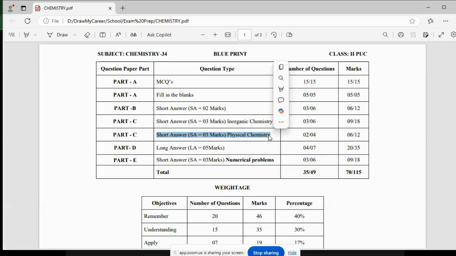I hope you understood. This 1, 2, 1: solutions 1 question, electrochemistry 2 questions, chemical kinetics 1 question. So 4 questions will be there. You have to select the best 2 and answer them for 3 marks. I hope you understood this.